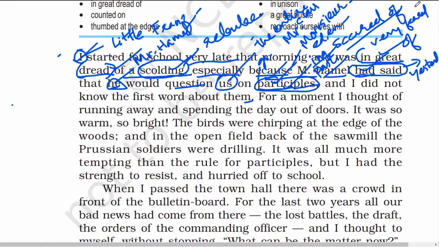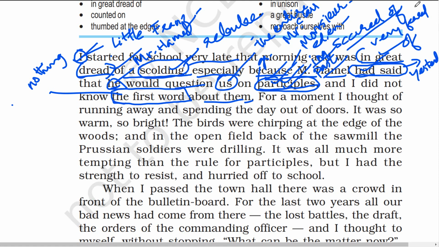And I did not know the first word about them. The first word here means he knew nothing about these participles, the rules of participles. That was the reason why he was scared of going to school.